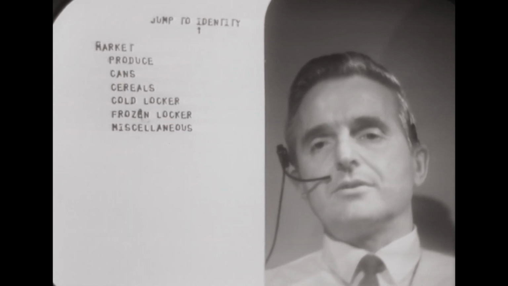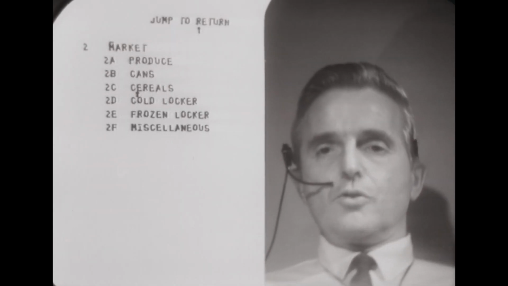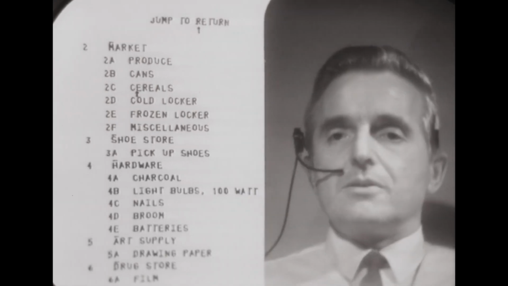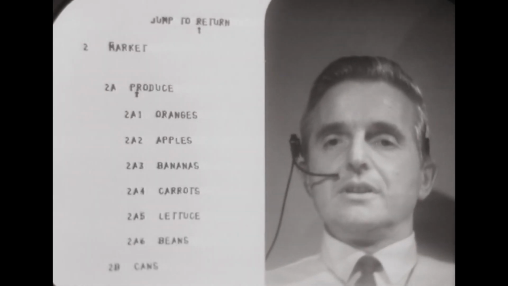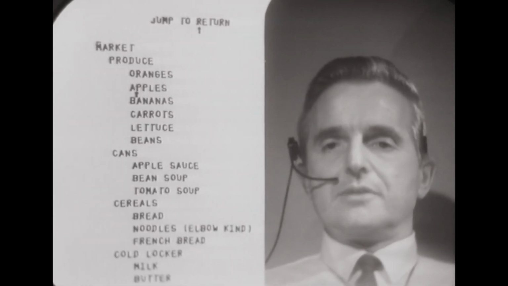Or I could say, gee, there were a lot of things. In market, shoe store, I have to stop too. Let me see what I was supposed to get in the market. Oh, produce, cans, cereals. What about cereals? Oh, cereals, bread, noodles, like that. Okay. Back up there, if I want to look at the numbers, that's what I can do. If I want to open up everything, I can see that, or many lines. There are many ways in which I can look at that.